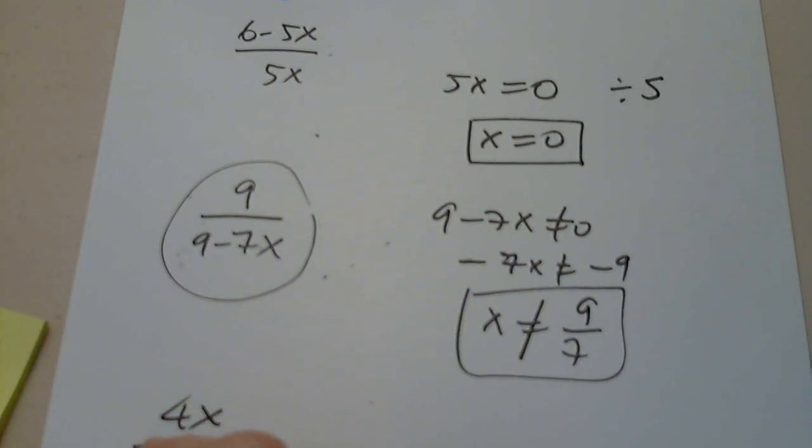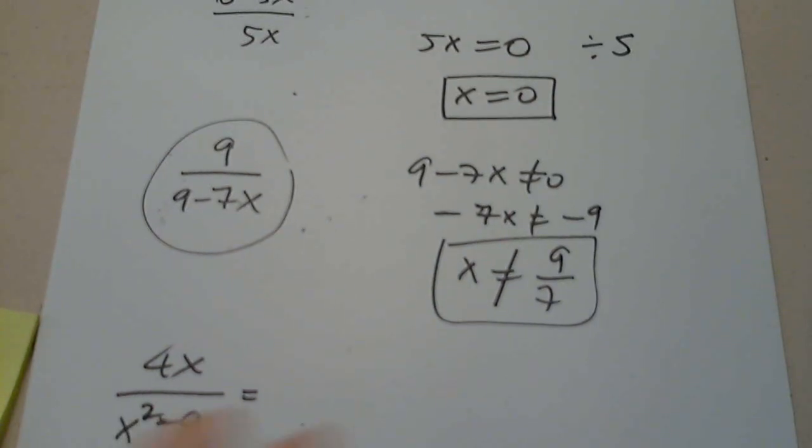4x over x squared minus 9. In this case, we have to completely factor the denominator. We cannot identify the values of x that make this expression undefined before we factor the denominator. And we studied factoring extensively. So how do we factor the denominator?